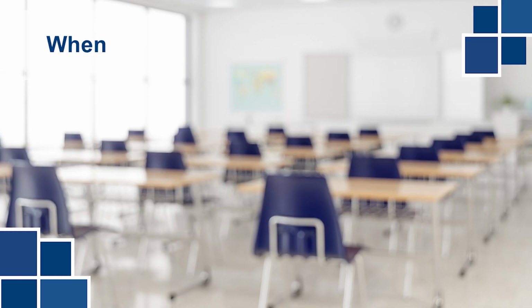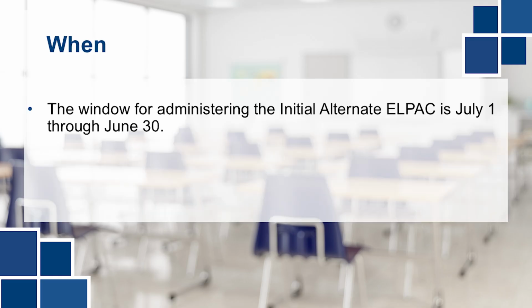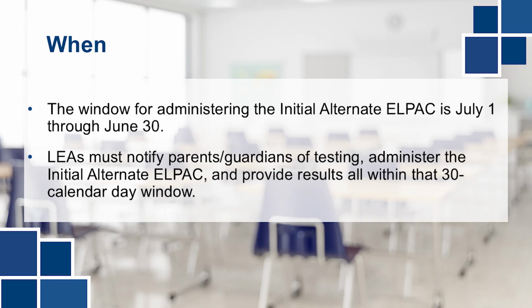When is the Initial Alternate ELPAC taken? The window for administering the Initial Alternate ELPAC is July 1st through June 30th. Students need to be tested within 30 calendar days of their first day of enrollment in a California public school. That means that local educational agencies, or LEAs, must notify parents or guardians of testing, administer the Initial Alternate ELPAC, and provide results to parents or guardians, all within that 30 calendar day window.